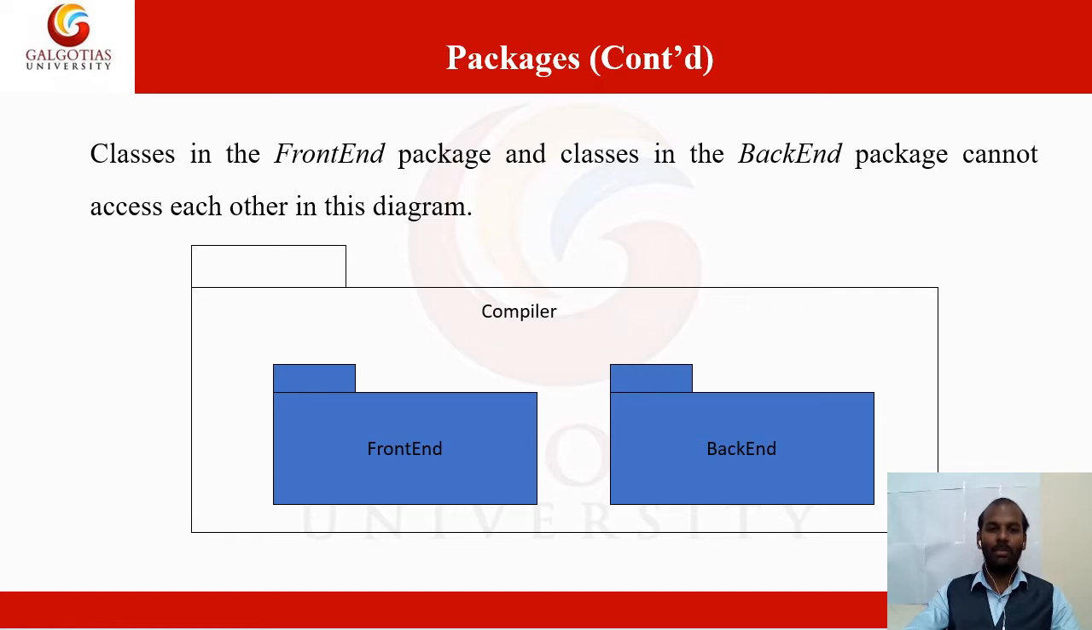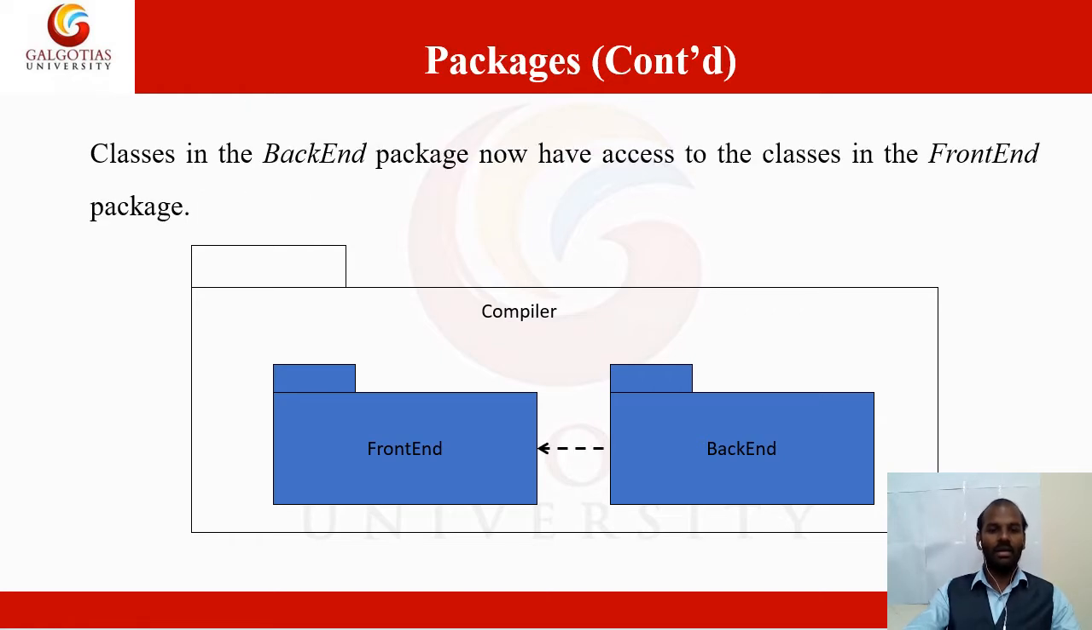But here in the package diagram, the main package name is compiler. In the compiler I am putting two different classes: one is a front end class and the other is a back end class. These two are put together under the same package name, compiler. So you can define the compiler package using the front end class and the back end class. Now, how do we communicate between the front end and back end?